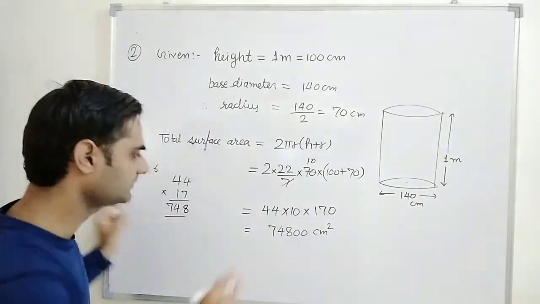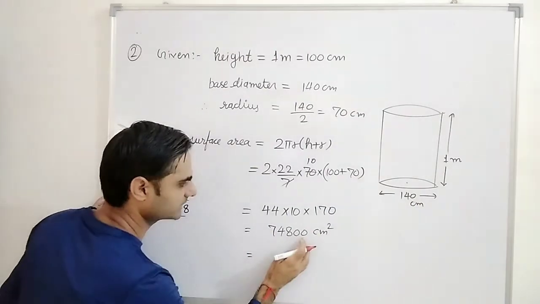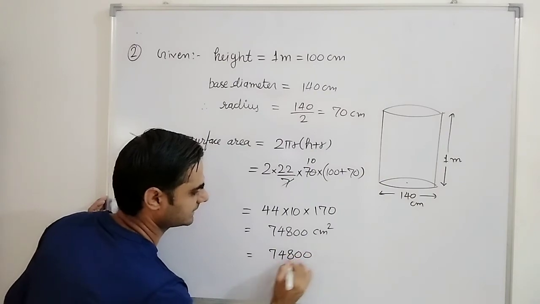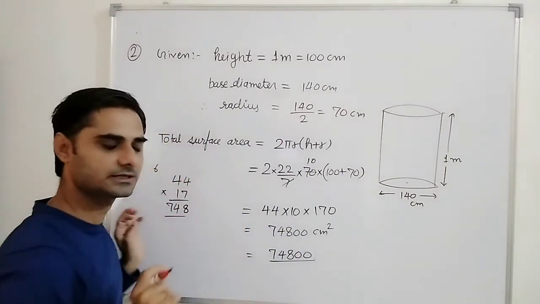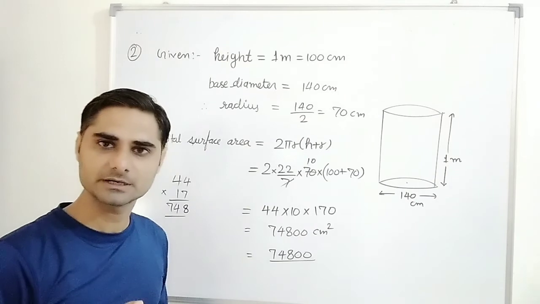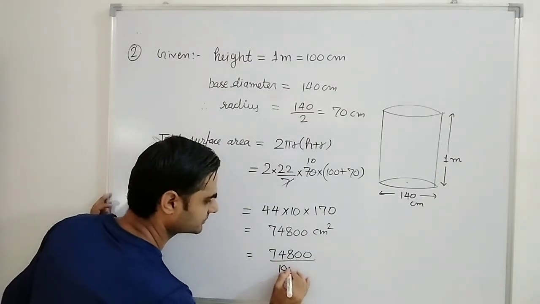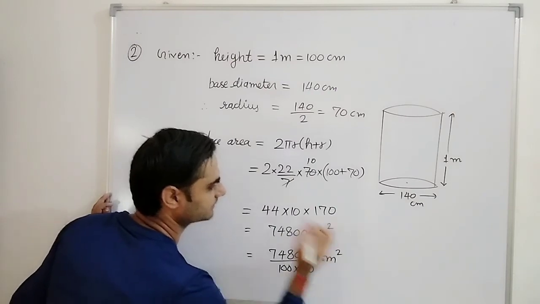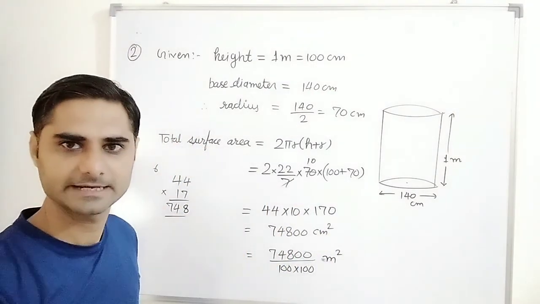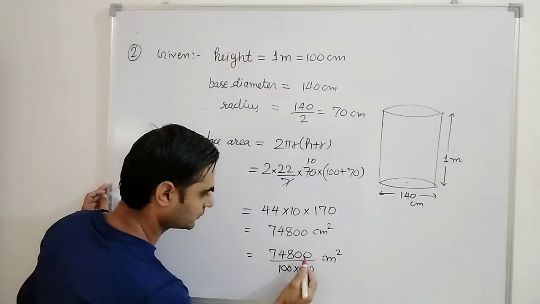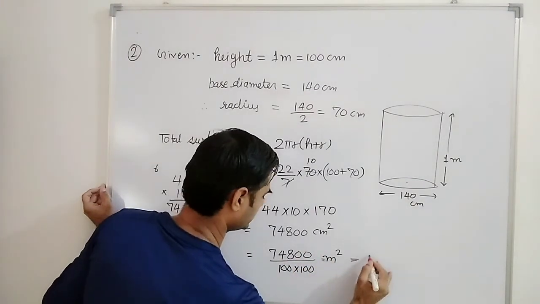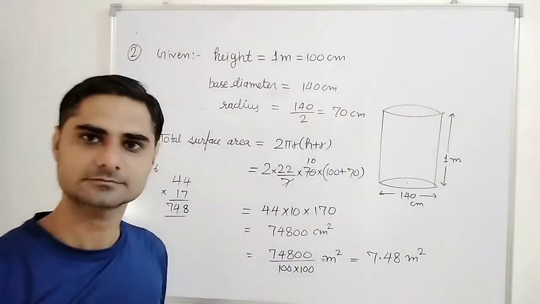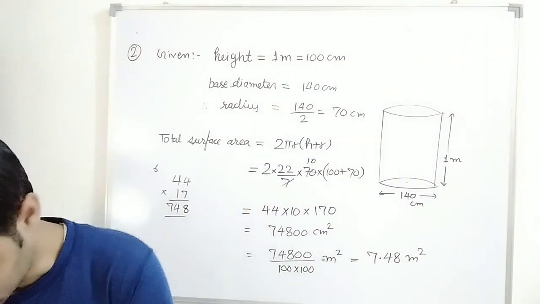Okay. Now can we change into meter if we need? See how to change. 74800 divided by, sorry, 1 meter is equal to 100 centimeter. So can we divide by 100 and 100 so that we can make it meter square. Correct? So here two zeros and two zeros can we cancel? So this will be equal to 7.48 square meter.